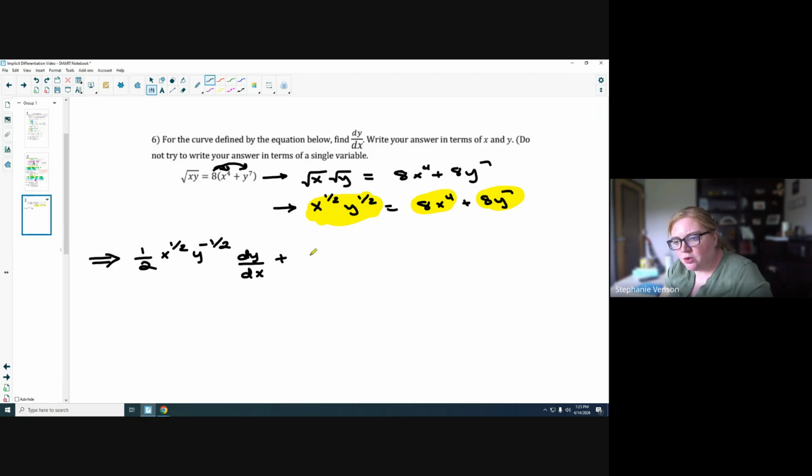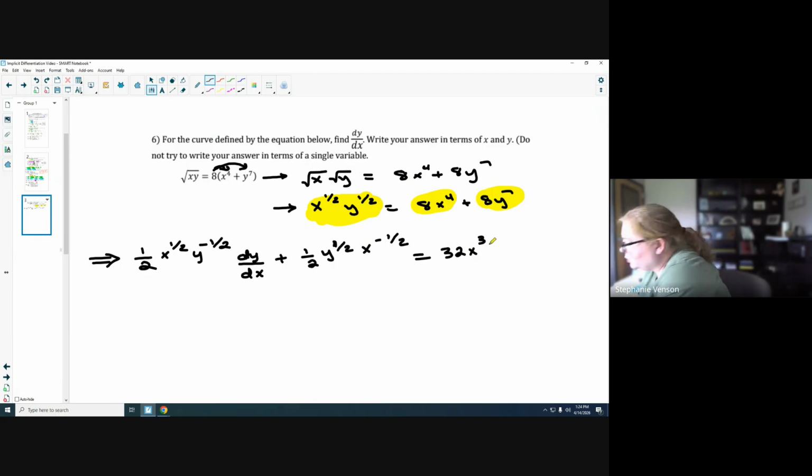So if x is my variable, I bring down that 1/2, okay? And then I let y to the 1/2 just be a coefficient, constant number. And then I have x, and then this 1/2 minus 1 is also negative 1/2. Okay, so that was kind of tough, but these will be easy. The 8x to the 4th, the derivative is 32x to the 3rd. Okay, and 8y to the 7th, the derivative is 56y to the 6th. But we will need a dy dx next to it.